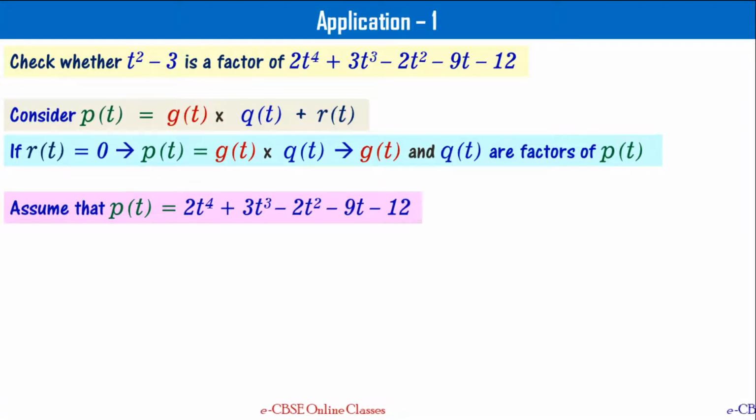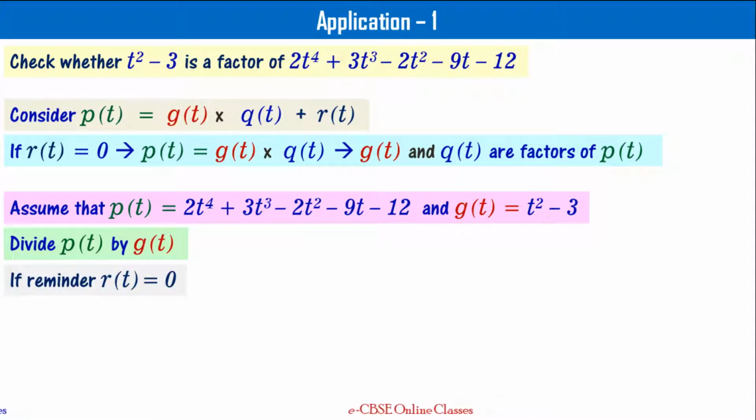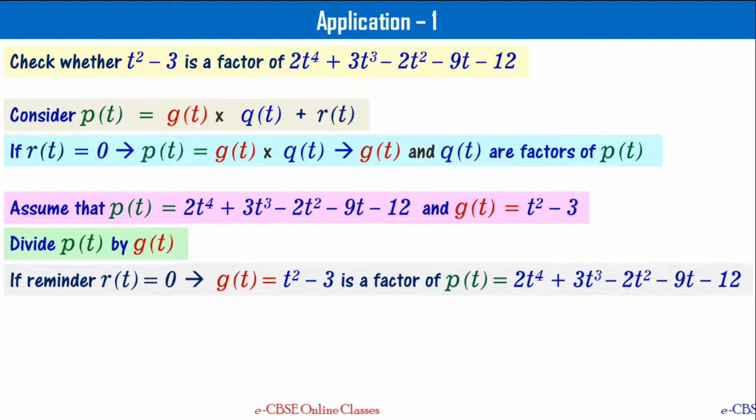Now let's assume that p of t equal to 2t to the power 4 plus 3t cube minus 2t square minus 9t minus 12 and g of t equal to t square minus 3. Let's divide now p of t with g of t such that if you get remainder r of t equal to 0, then we can say that g of t, that is equal to t square minus 3, is a factor of given polynomial p of t, right? So that is the idea.